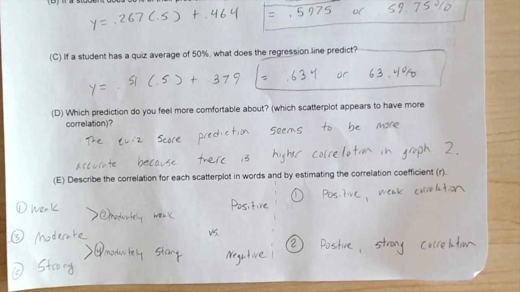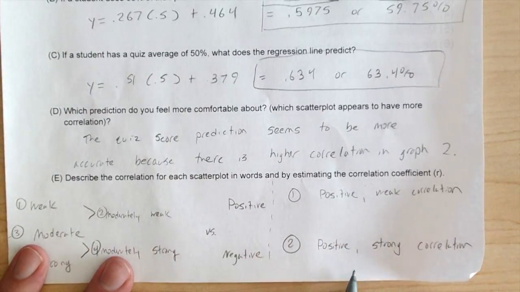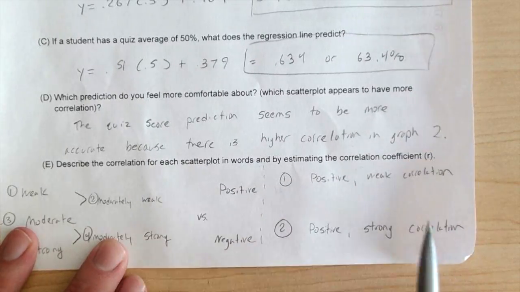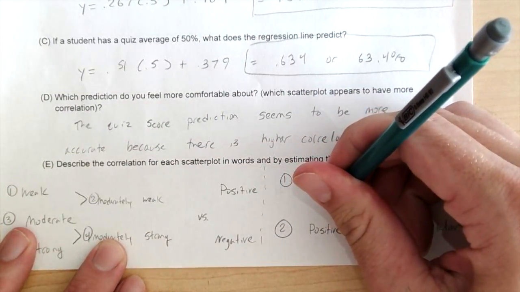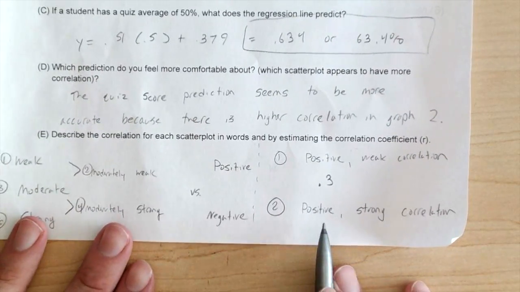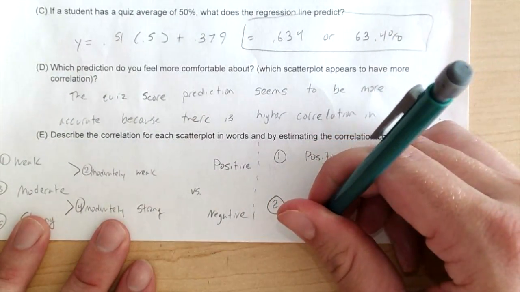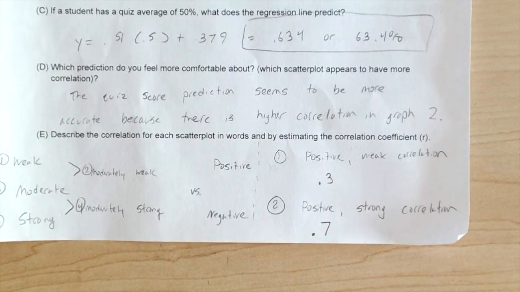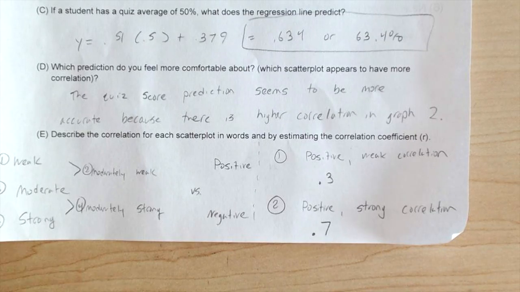So if I wanted to predict both of these, know that the number corresponds with what you described it as. So if we say a positive weak correlation, that's 0.3. If we see a positive strong correlation, that's 0.7. Okay, and when we're predicting this, I'm going to give you the right answer.